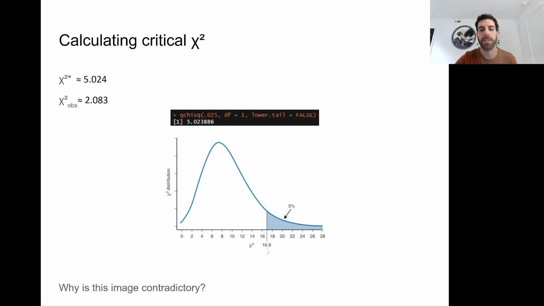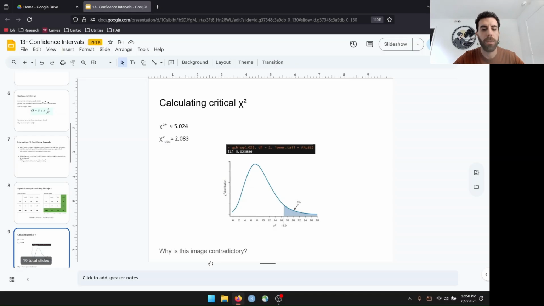And here they're marking it as 16.9, but to actually find the critical chi-squared value, which I'm denoting with an asterisk, you just supply the area to the right of the tail, the degrees of freedom, and whether you want the lower or upper version of the tail. And I actually am realizing now there's a typo here. I did 0.025. This is a one-sided test, so I should have done 0.05. So it gave me a chi-squared value of 5. It's actually going to be much lower. Let's just do it real quick, just so we could see the true value.